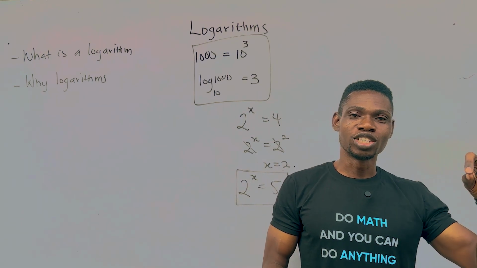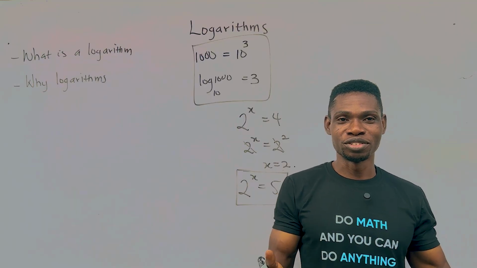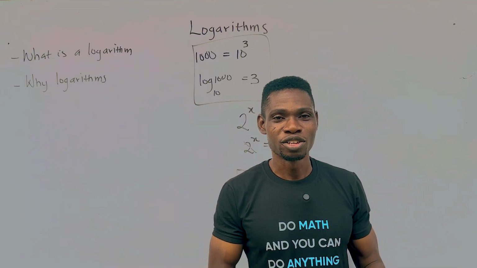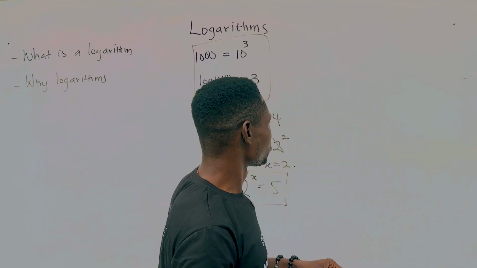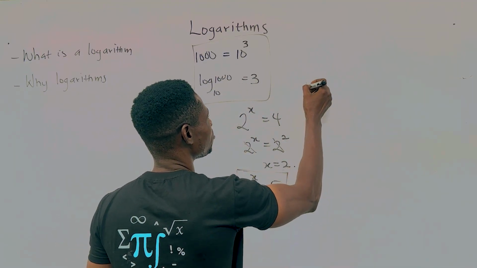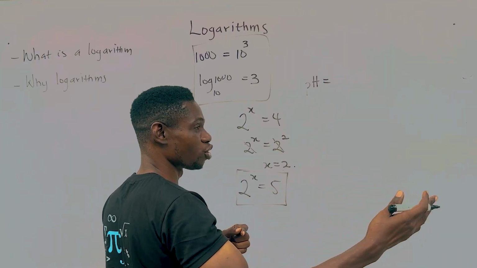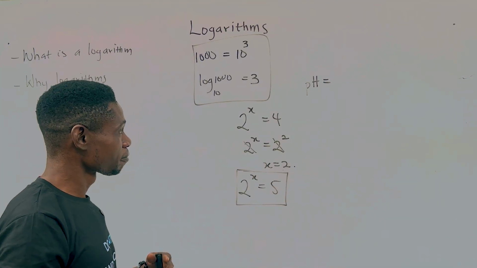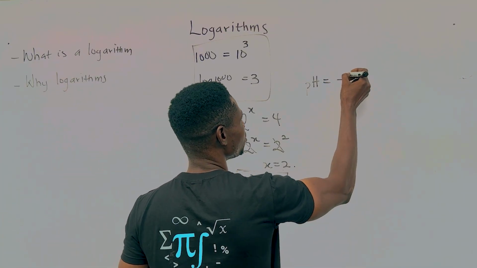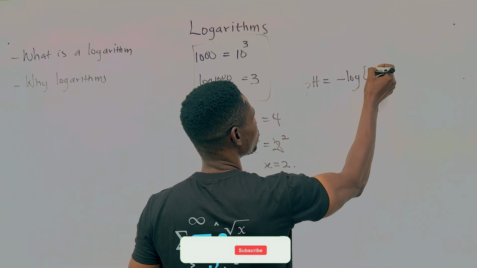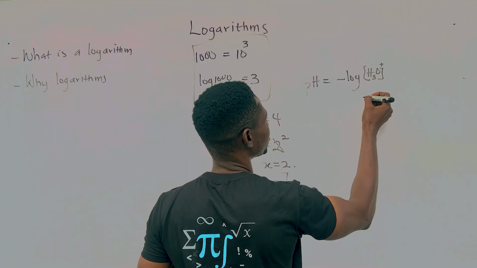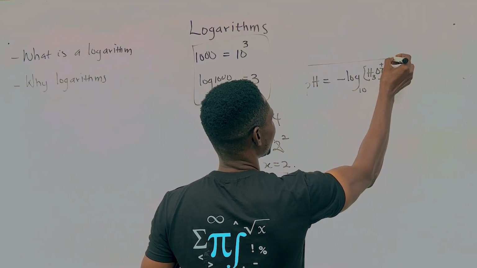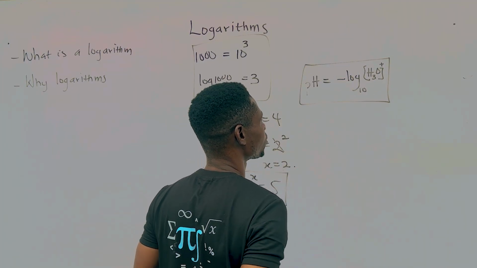Now 2, logarithm is used in scientific calculations like the pH of a solution. So if you do chemistry, you would have heard of it. Yeah, you can calculate the pH of a solution using logarithm. So you see something like this in your chemistry. pH, which is a measure of the acidity of a substance, equals the negative logarithm of hydrogen ion concentration to base 10. And this is the pH of a solution.